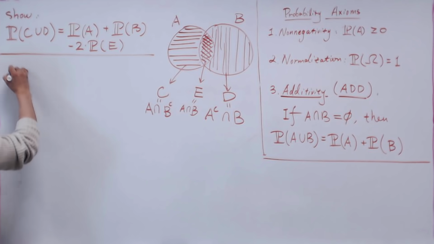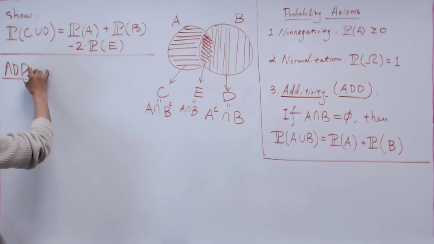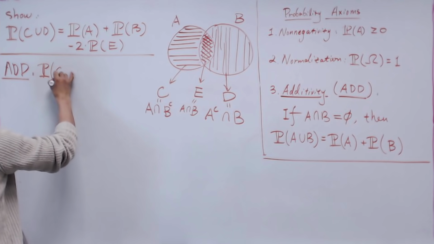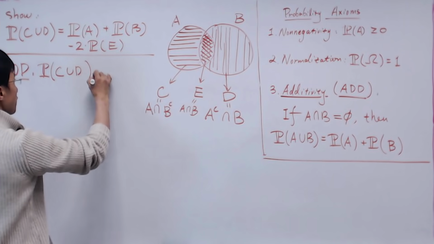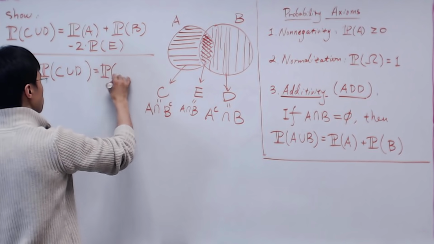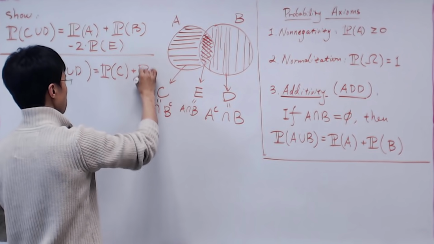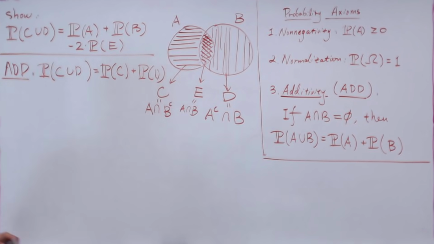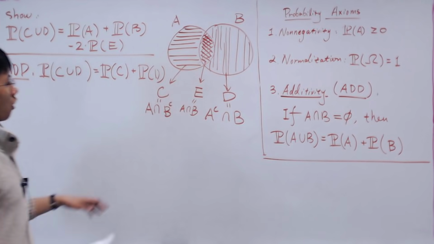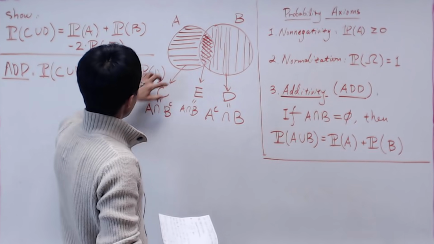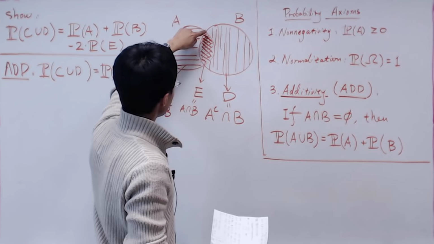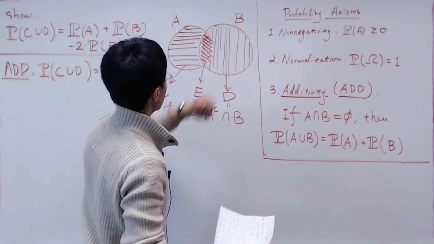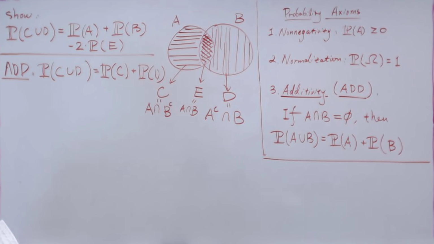Let's get started. First, we'll invoke the additivity axiom to argue that the probability of C union D is simply the sum of probability of C plus probability of D. Why is this true? We can apply this axiom because the set C here and the set D here, they're completely disjoint from each other.